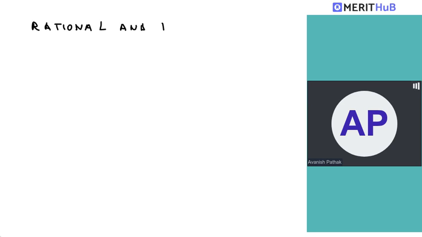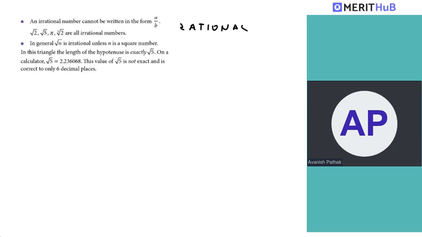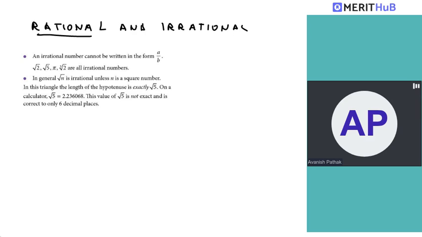A very important part is rational and irrational numbers. Rational numbers are numbers that can be written in the form a by b, where a and b are integers. So if I'm putting down the definition, an irrational number cannot be written in the form a by b where a and b are integers, just like root 2, root 5, pi, cube root of 2. All are irrational numbers.